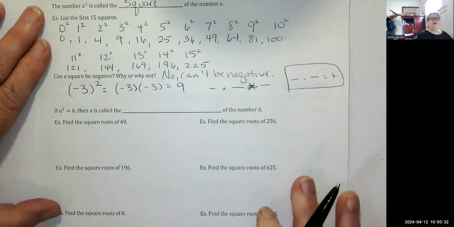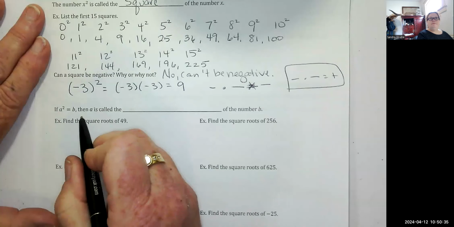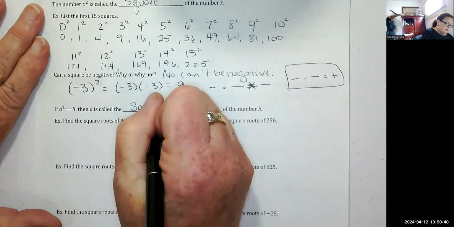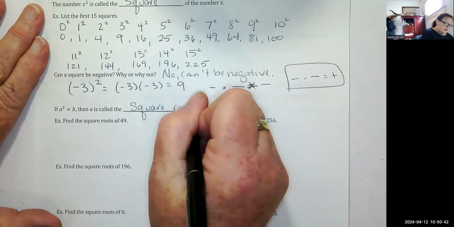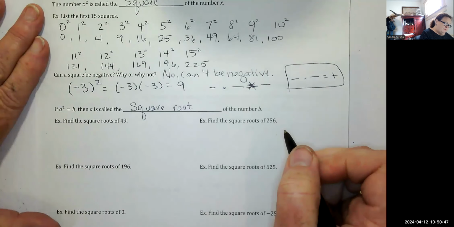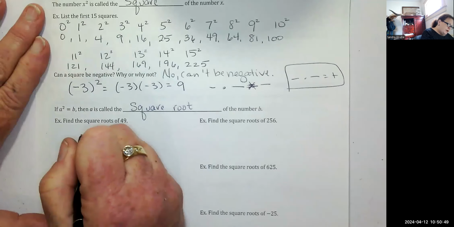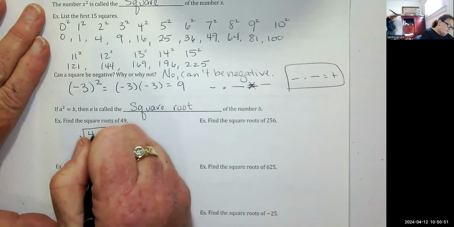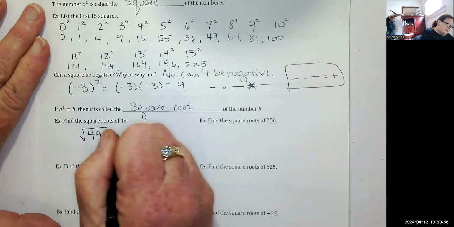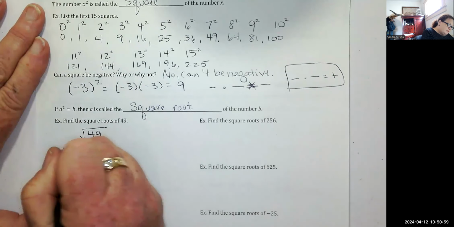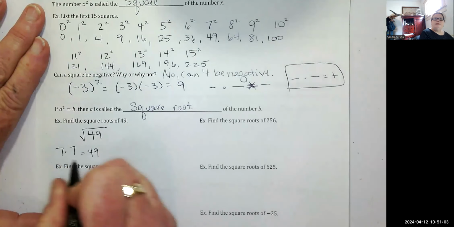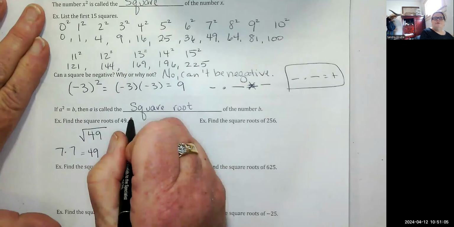All right. So if a squared is equal to b, then a is called the square root of the number b. Okay. So for that, when we take the square root of 49, that means that something times something is 49. And that something is 7 times 7, 7 squared is 49. So 7 is one of the roots.